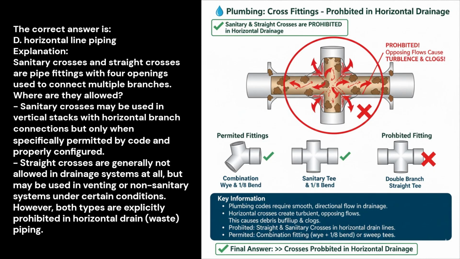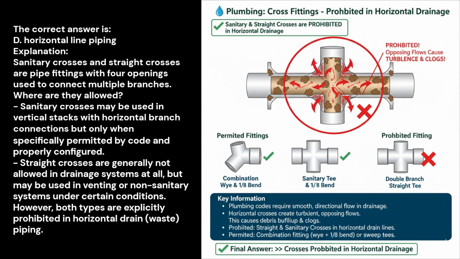In a horizontal drain line, waste flows by gravity and relies on proper slope and smooth flow. A cross fitting, whether sanitary or straight, in a horizontal run creates 90 degree branch connections, which cause turbulence and debris buildup, increase the risk of clogs, and can allow sewage backup into other fixtures.